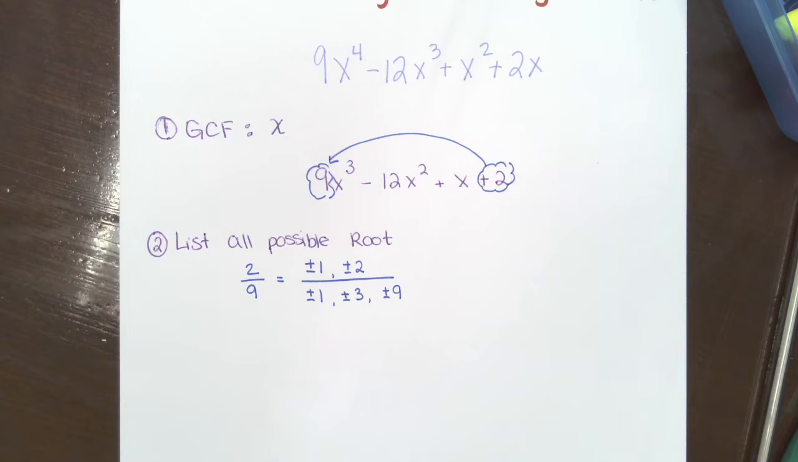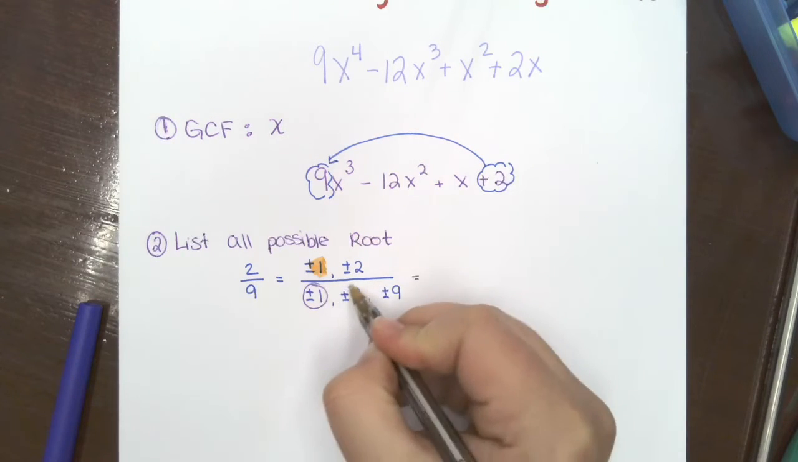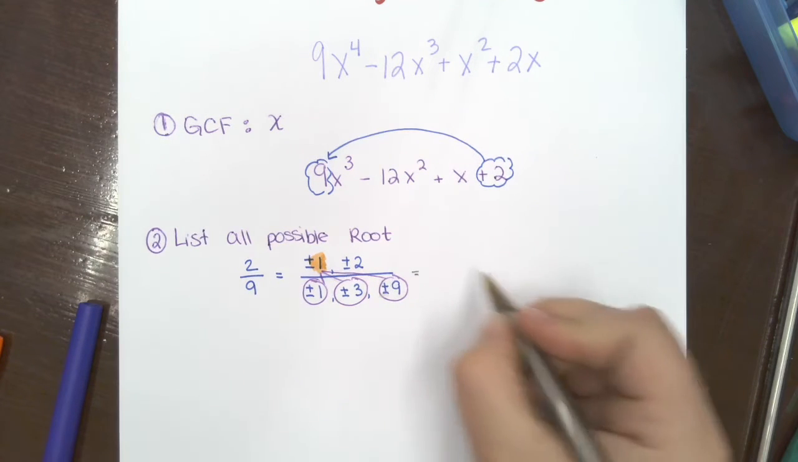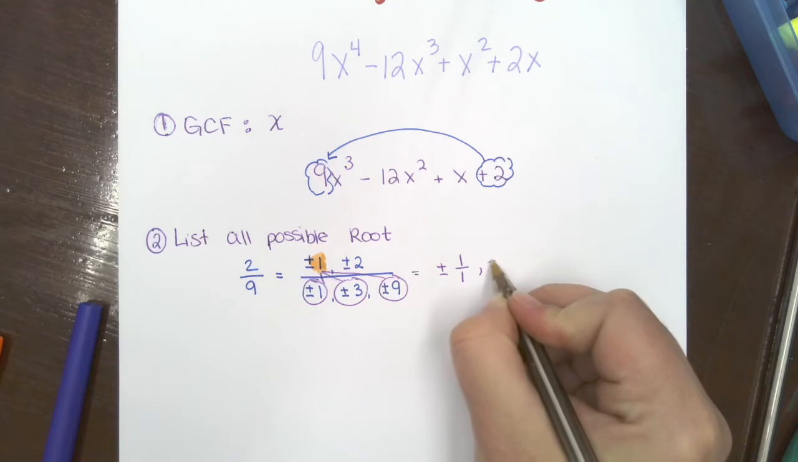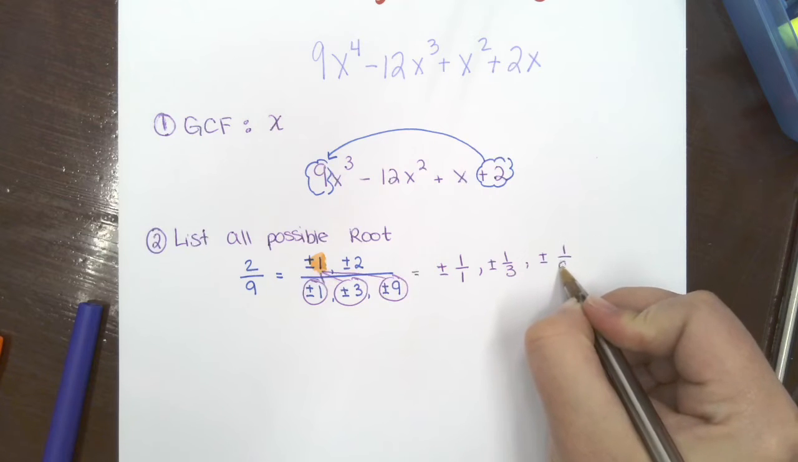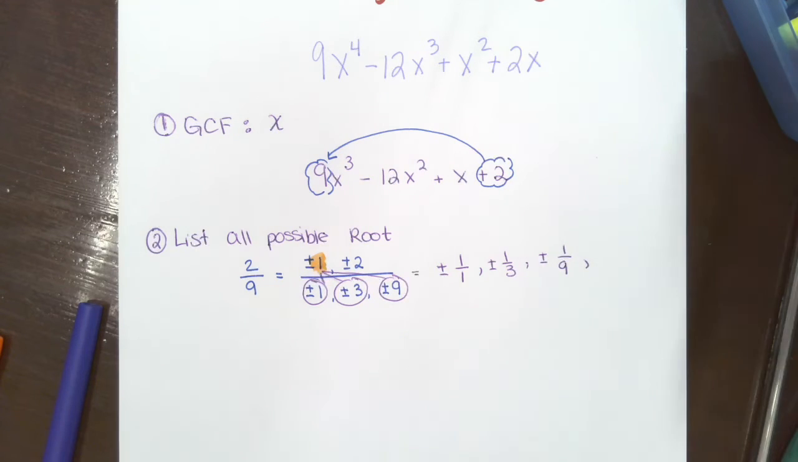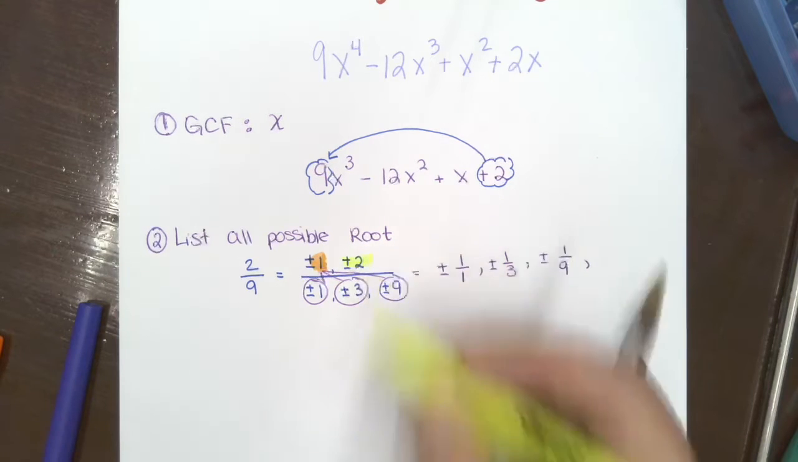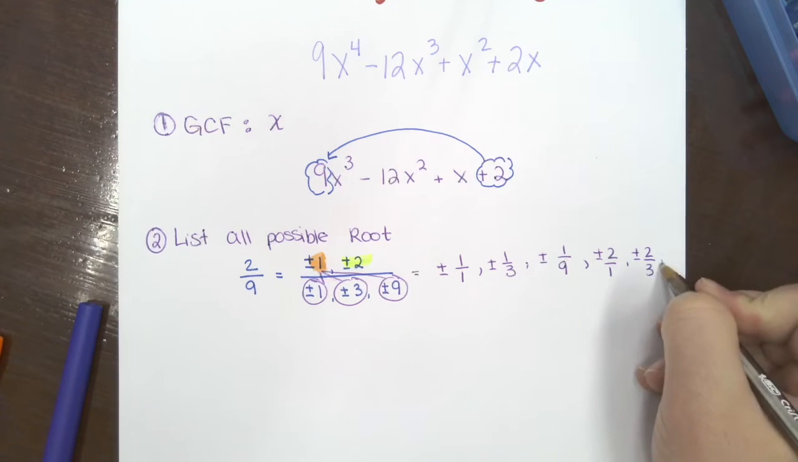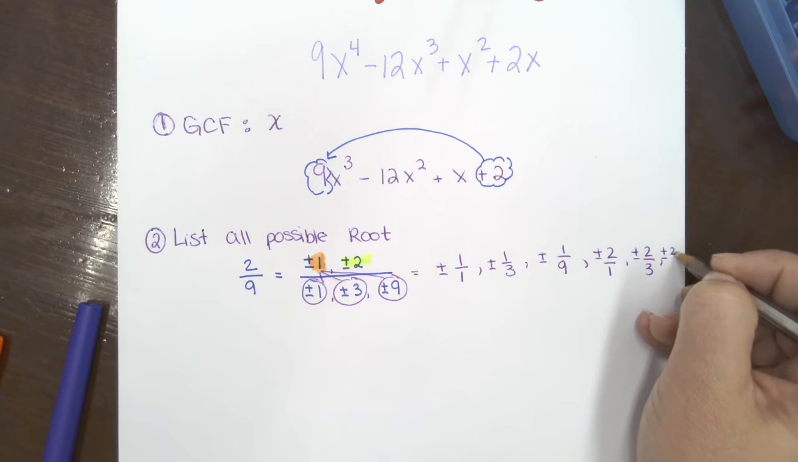It looks a little weird. There's a lot happening, so we're going to simplify it. You're going to want to put all of your denominators, all 3 of these, under each numerator. So for the first one, we have plus or minus 1 over 1, plus or minus 1 over 3, plus or minus 1 over 9. Then you're going to go back and do it for 2. So now you have plus or minus 2 over 1, plus or minus 2 over 3, plus or minus 2 over 9.